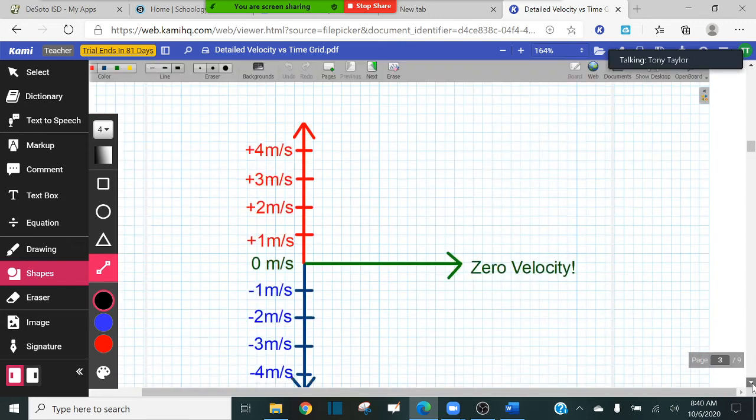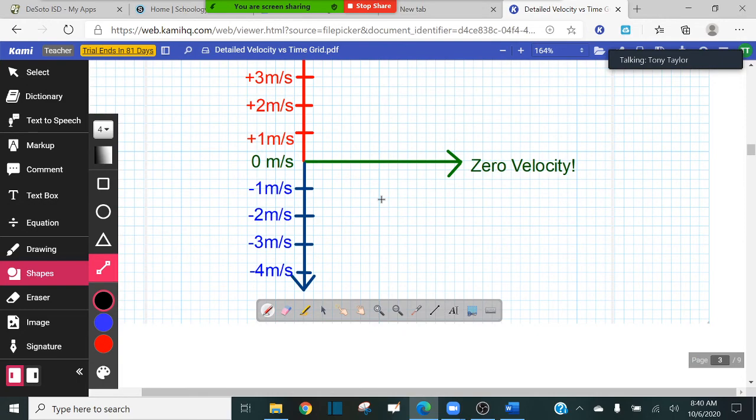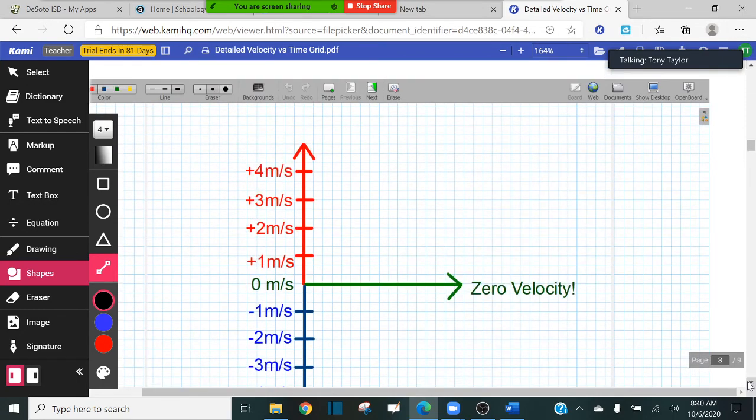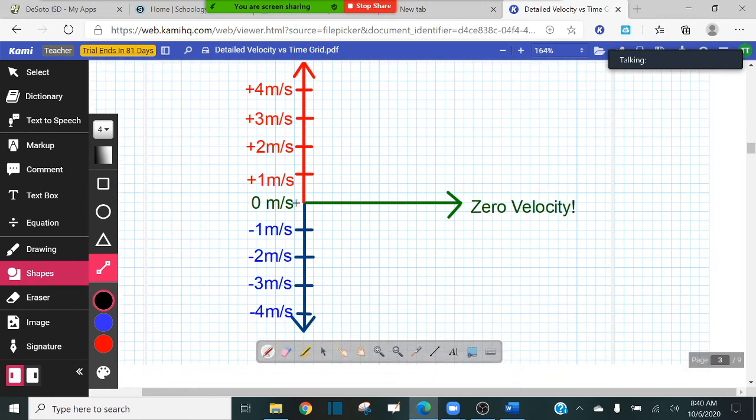Let us look at another example. What if I was to give you guys a velocity versus time graph that looks something like this? If I give you a velocity time graph that looks something like this, what's happening there? So here, this object is speeding up. It's speeding up while moving in the negative direction.